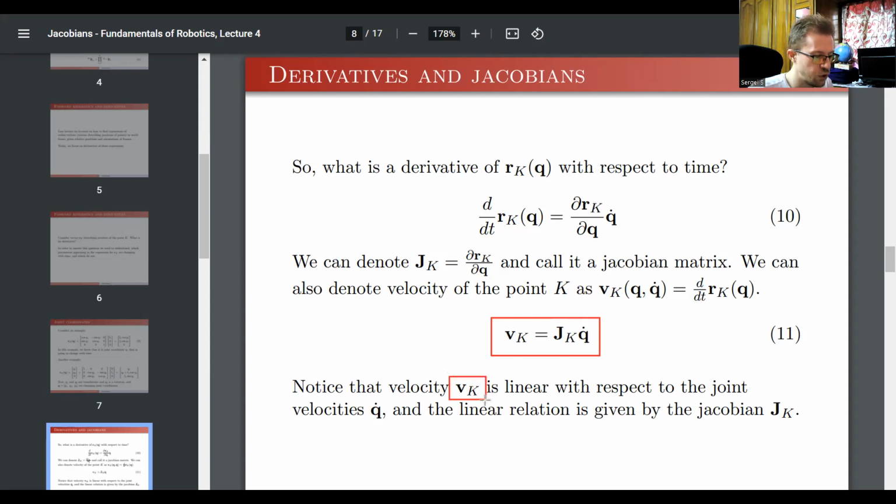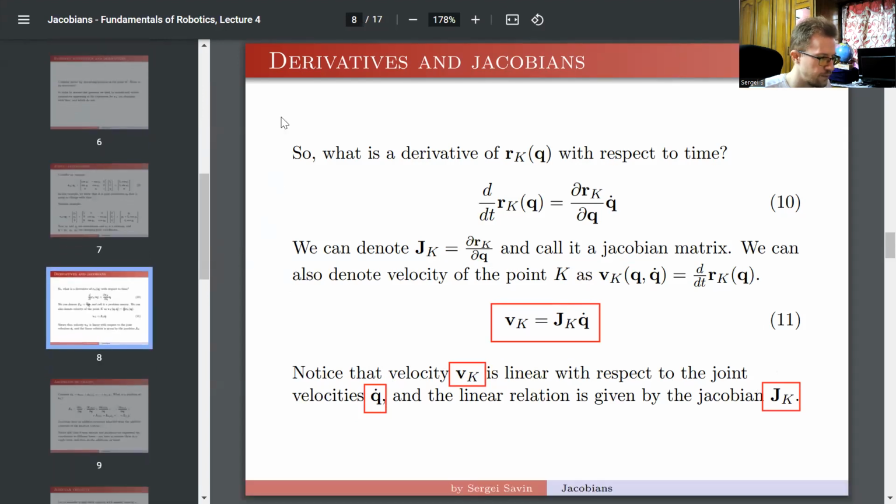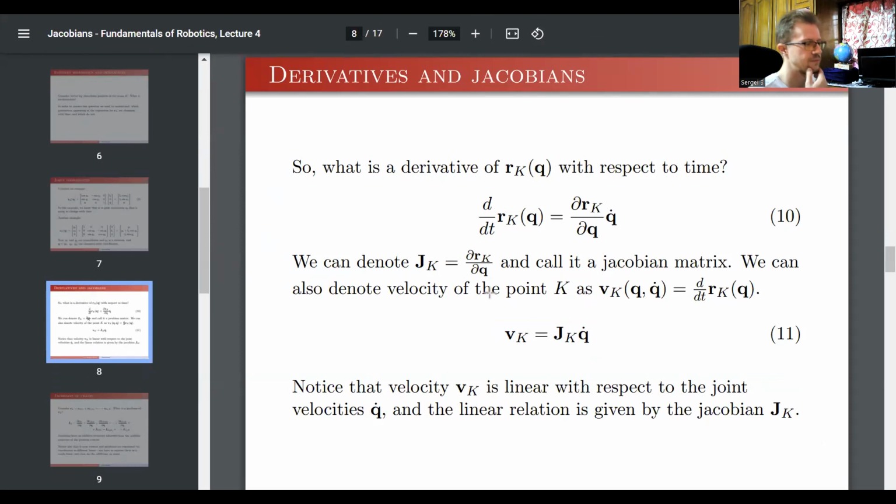Okay. Now, notice that velocity is linear with respect to generalized velocities or joint velocities. And the linear relation is given by the Jacobian. That is going to be important for us later on. Excuse me? Yes. So you said this Jacobian matrix transforms us from generalized velocities to, I would say, Cartesian velocities. Cartesian velocities, yes. So can we say that it's just a transformation from some generalized coordinates into Cartesian?